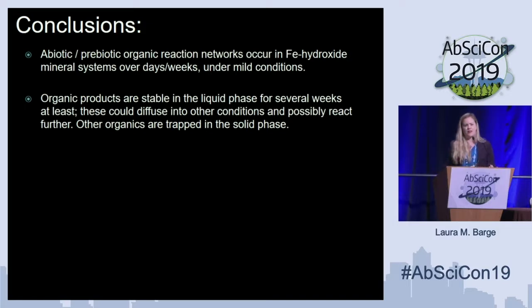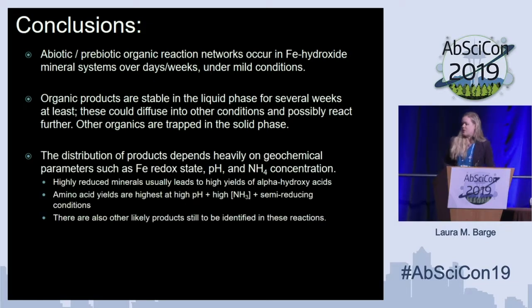But there's also other organics that remain trapped in the solid phase. And the distribution of products that's formed relies very heavily on the gradients, in particular redox of iron, pH, and the ammonia concentration in this case. And so we see that highly reduced minerals tend to make more alpha hydroxy acids.